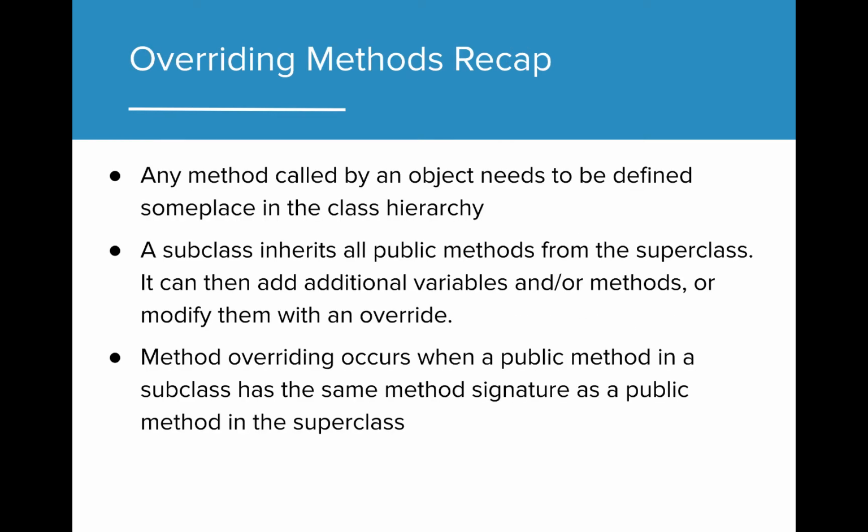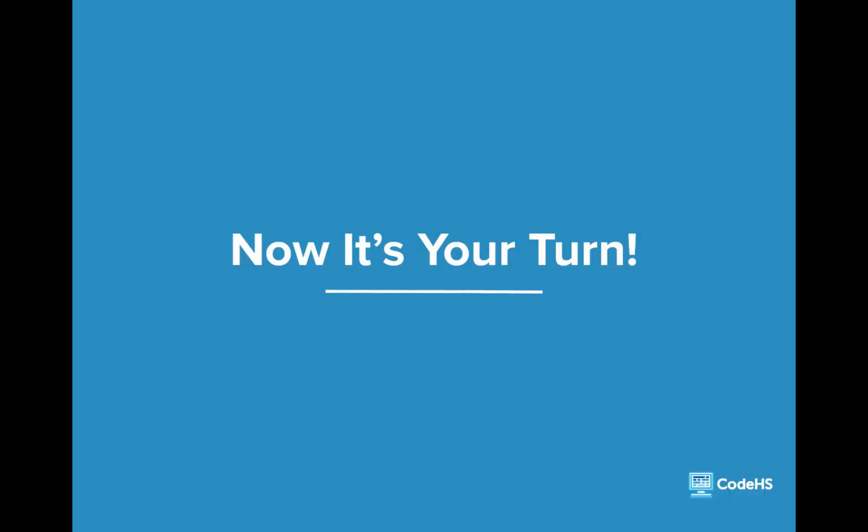For an object to use a method, it needs to be defined someplace in the class hierarchy. All superclass methods are inherited by the subclass, but additional methods and variables may be defined in the subclass. If a subclass wants to modify a superclass method, it does so by overriding the superclass method. An override occurs when a subclass defines a method with the same method signature as a superclass. Now that you've learned about overriding methods, let's get some practice using them in the CodeHS editor.